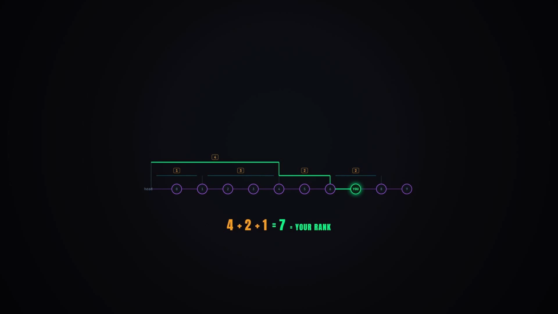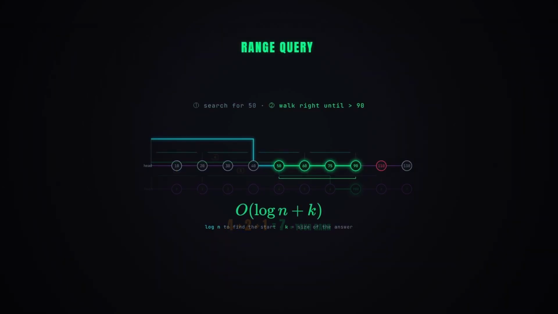And notice what else you get at no extra cost. The bottom layer is still a plain sorted linked list, so reading your data in order is trivial. Range queries too. Everything between 50 and 90, search for 50, then walk right along the bottom until you pass 90. Log n plus the size of the answer. A hash table can't offer any of this because it doesn't keep order at all. Here, the entire structure is built on it.